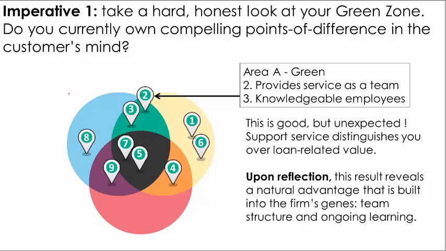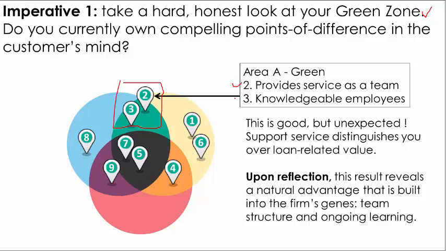So initially, take a hard, honest look at your green zone. Do you have anything in the green zone? Very often, the answer is no, and that's fine because that's where you begin to build from. In the case of the bank, they discovered surprisingly that they did have a couple of strong green zone items, but they're related to service.